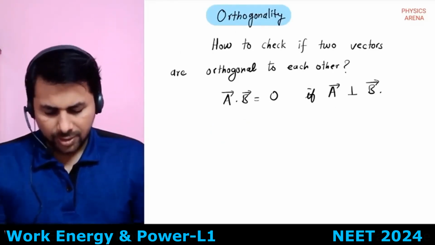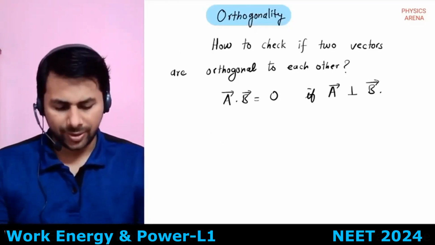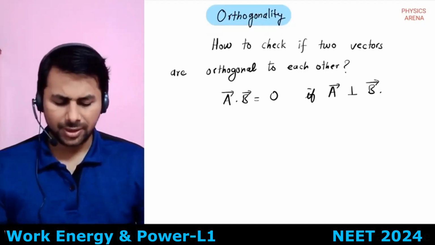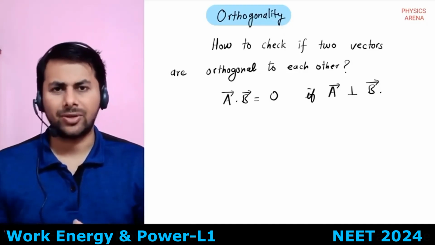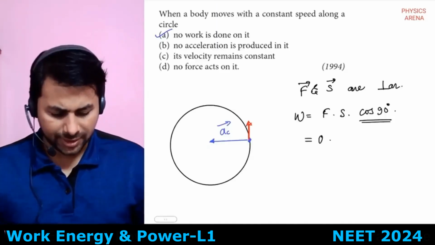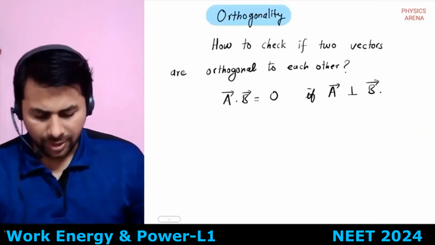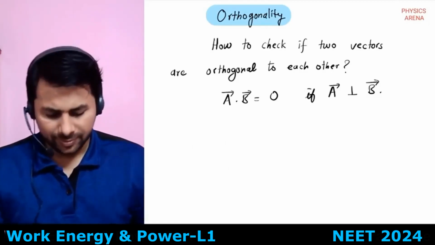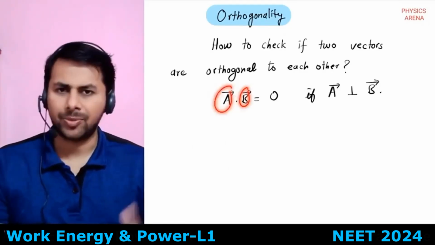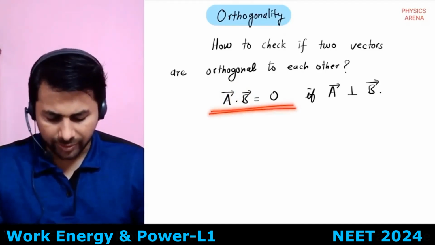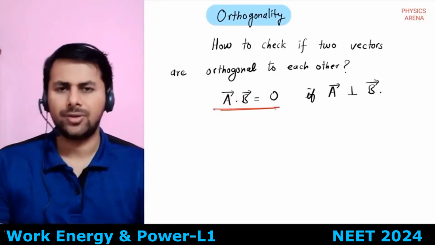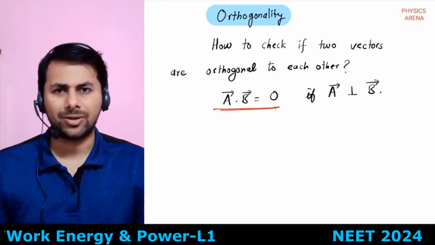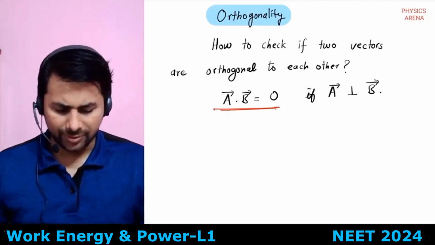Now, what are the uses of the dot product or scalar product of two vectors? One use is to check whether two vectors are perpendicular or not, just like we did in this example. How will you check if two vectors are perpendicular? Take their dot product. If A bar and B bar are perpendicular to each other, their dot product will be equal to 0. So if the dot product of two vectors is 0, they are perpendicular to each other. This is very simple.